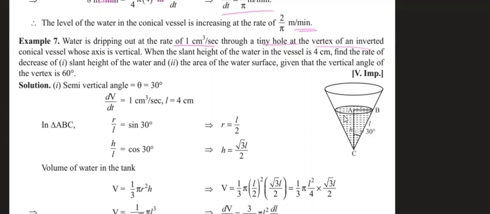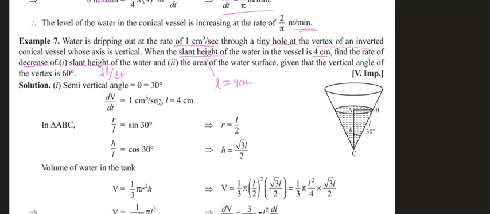Now what happens here, there will be a drop in the level of the volume, I mean water. The height will be reducing. Not only that, even L will also be reducing, the lateral height will also be reducing. Now water is dripping through the vertex. So when the slant height, which is nothing but L, is 4 centimeters, L is equal to 4 centimeters, it is given. Find the rate of decrease of slant height, that means dl by dt. So dl by dt is asked. The area of the water surface means the top area.